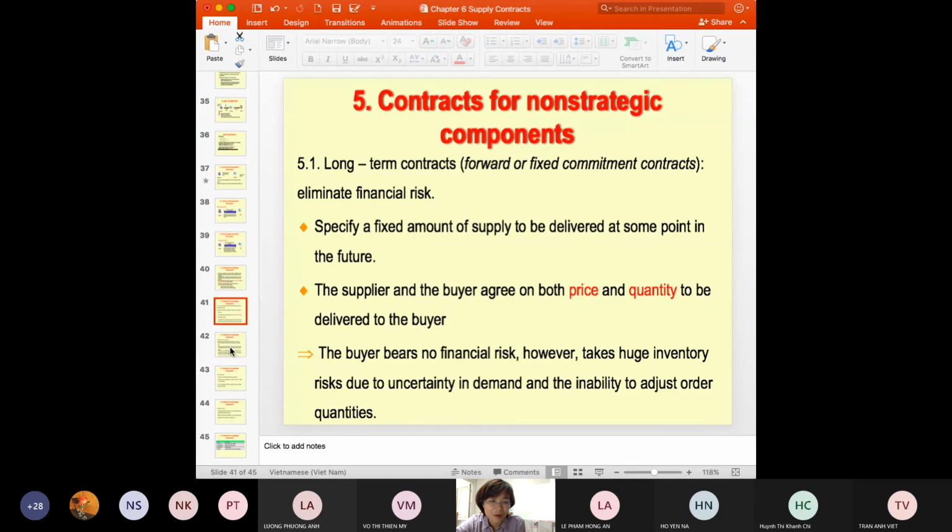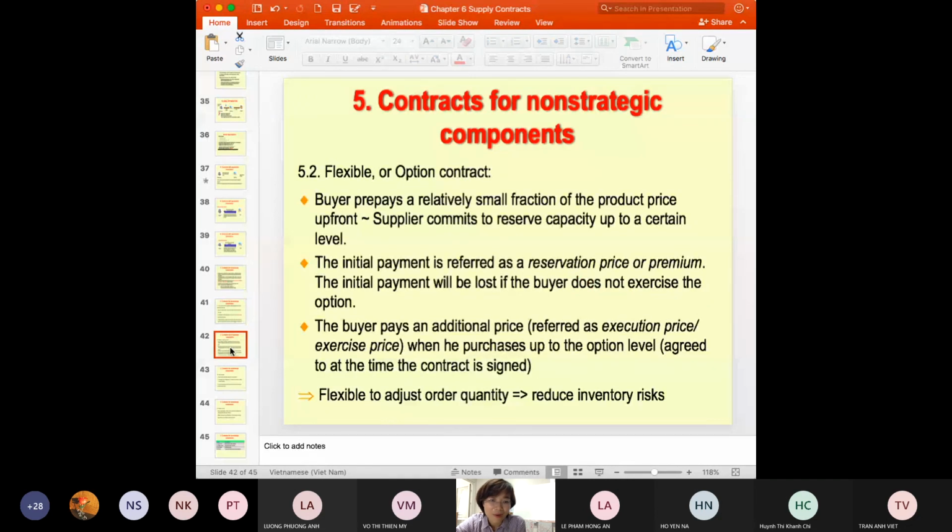So we just finished the long-term contract, right? Right now we have the flexible and option contracts. For flexible and option contracts, it means we can have flexibility.